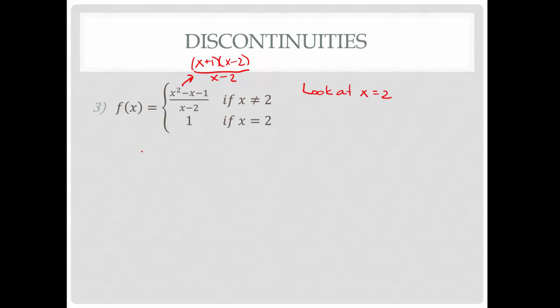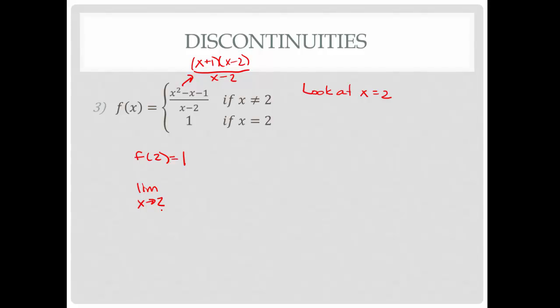So I need the same two pieces of information. I need f of 2, and I need the limit as x approaches 2. I need to see if these are the same. All right, so f of 2 says plug 2 into your function. That does not occur in the top piece, that occurs in the bottom piece. So f of 2 is 1.